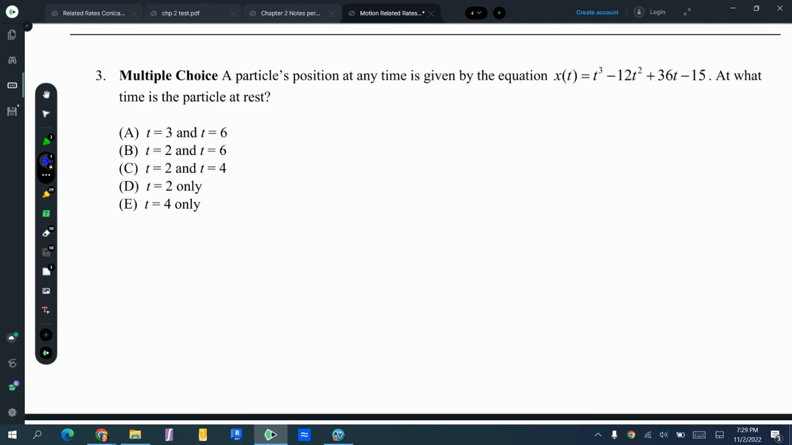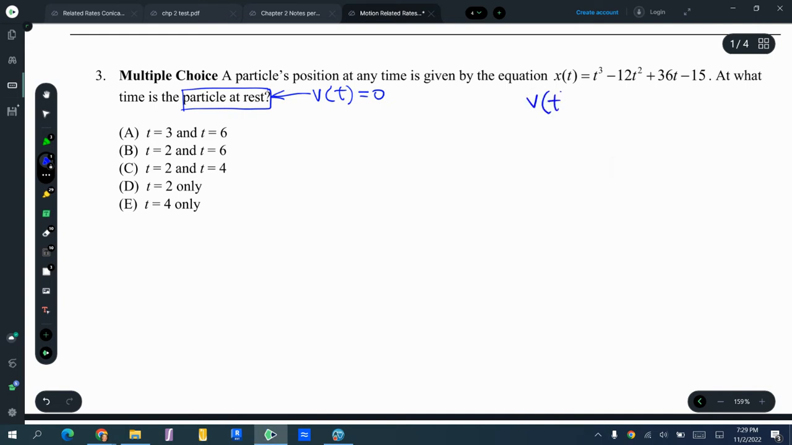And number 3, a particle's position is given by this equation. At what time is the particle at rest? The particle is at rest when v of t equals 0. So let's go ahead and take the derivative of this thing. 3t squared minus 24t plus 36, and we're going to set it equal to 0.